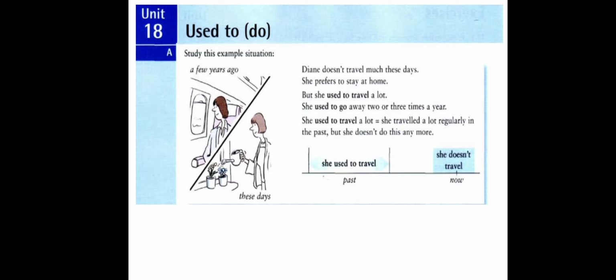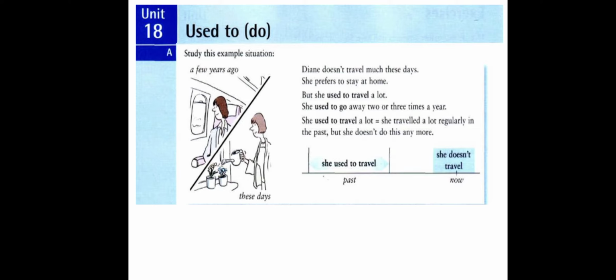A few years ago and these days. Diane doesn't travel much these days. These days means now, at the present. She prefers to stay at home. Now she prefers to stay at home. But she used to travel a lot in the past. That means in the past, she used to travel a lot, but this habit is finished now. Now she prefers to stay at home.